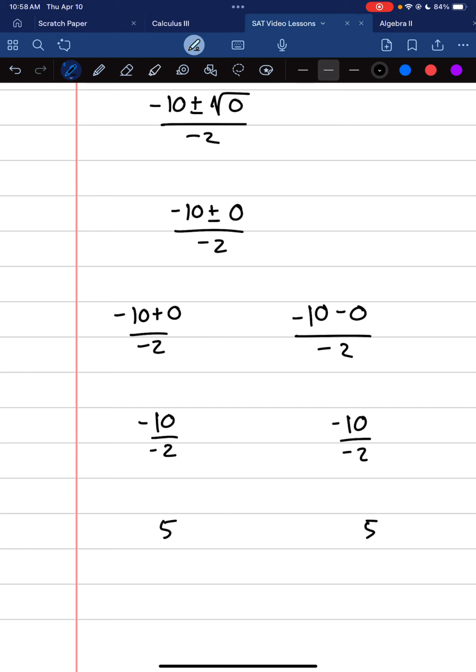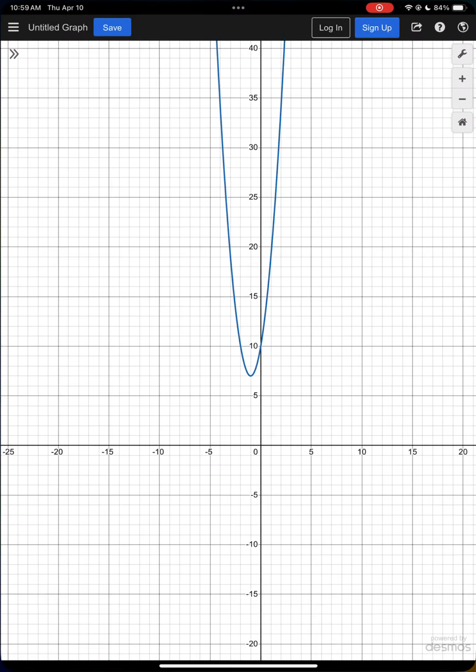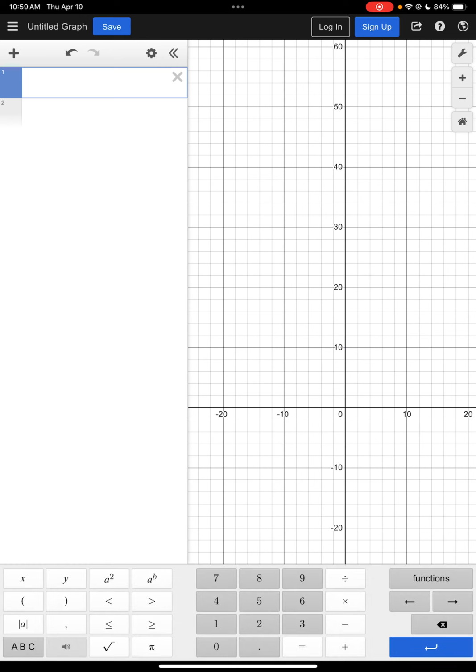So notice how our two solutions are the same thing, right? So in this case, we only end up with one solution. It is a real solution, but we only got one solution. And if you were to graph this and solve it, you would notice that the graph only intersects the x-axis at one point. That's why we have one solution. So let's go ahead and graph this and see what happens.